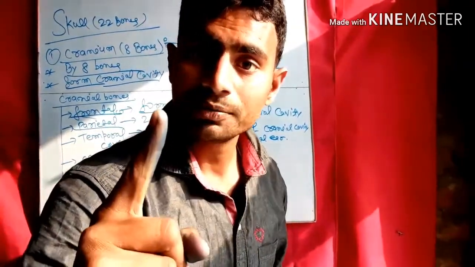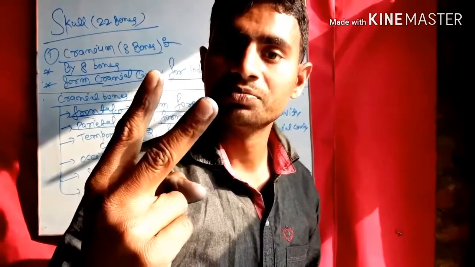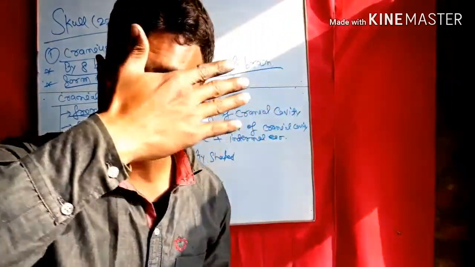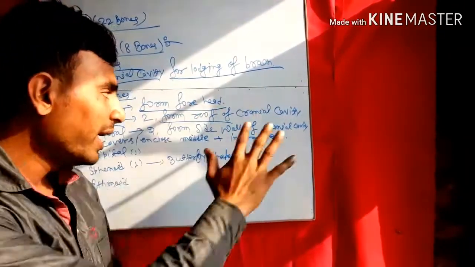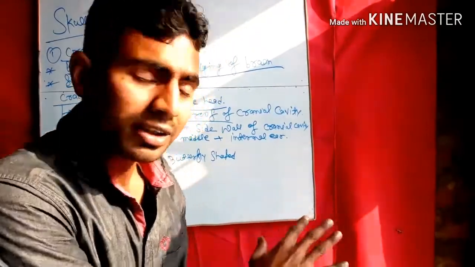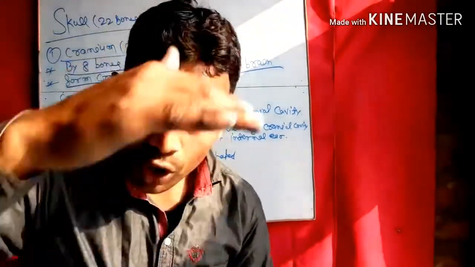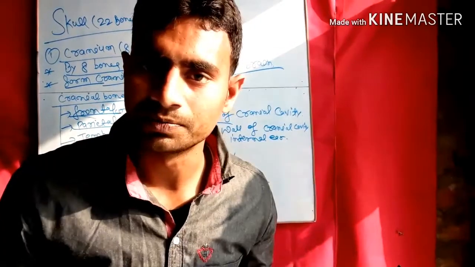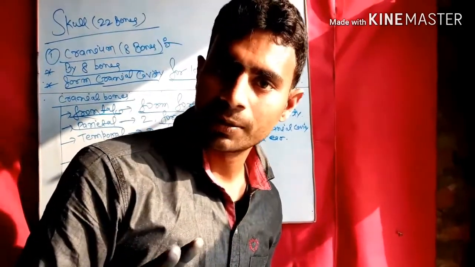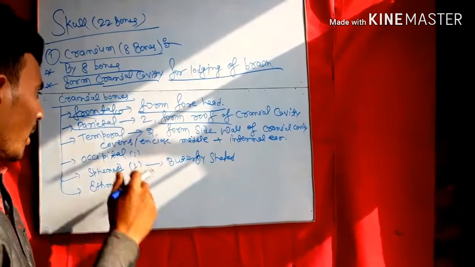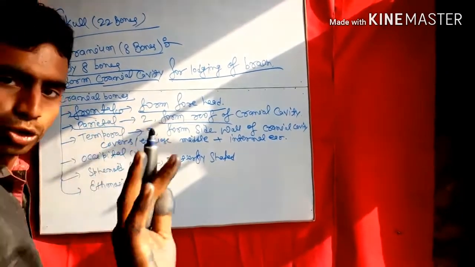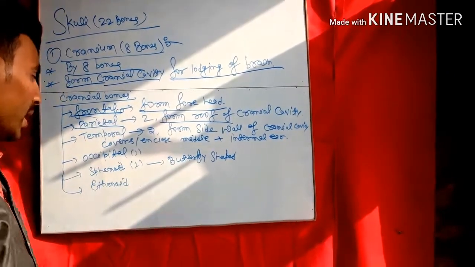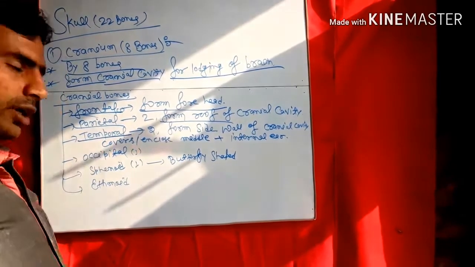So frontal is one bone, parietal is two bones. Frontal is present at the forehead, and parietal forms the roof of the cranial cavity. Frontal one bone, parietal two bones, that is three bones. Okay. Third is the temporal.